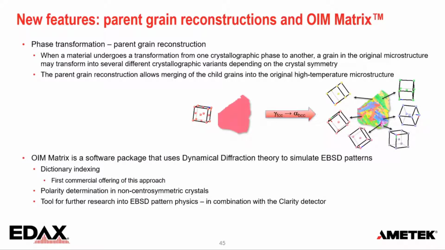And the other one, OIM Matrix, is a special software package where we use dynamic simulations of EBSD patterns to do dictionary indexing, where we can really look at details in patterns, polarity determination, for example, but it also allows a tool for diffraction in general, crystallographic information, especially in combination with the Clarity direct electron detector.